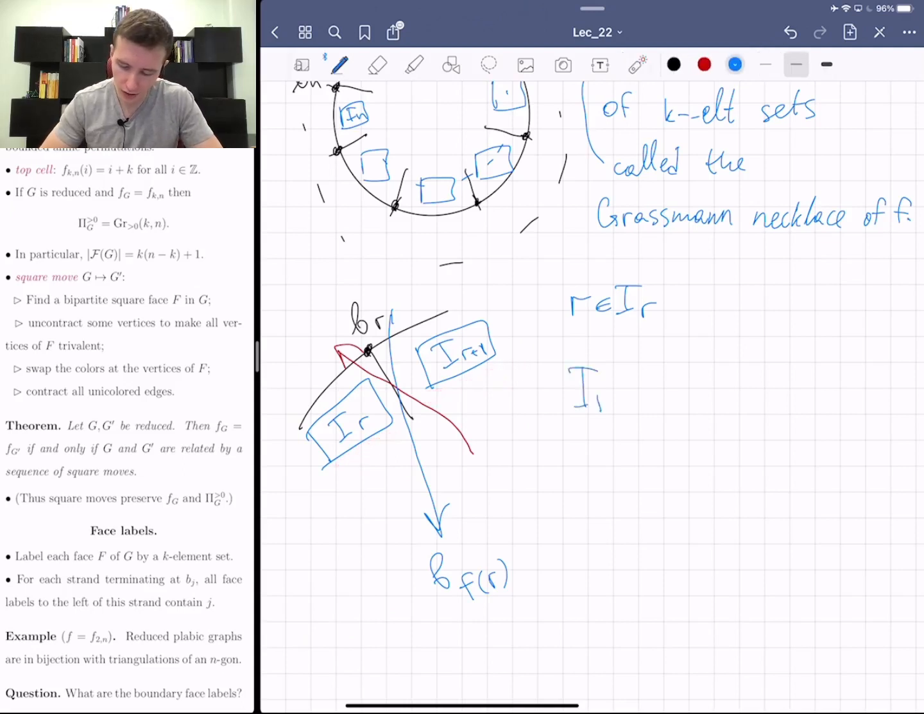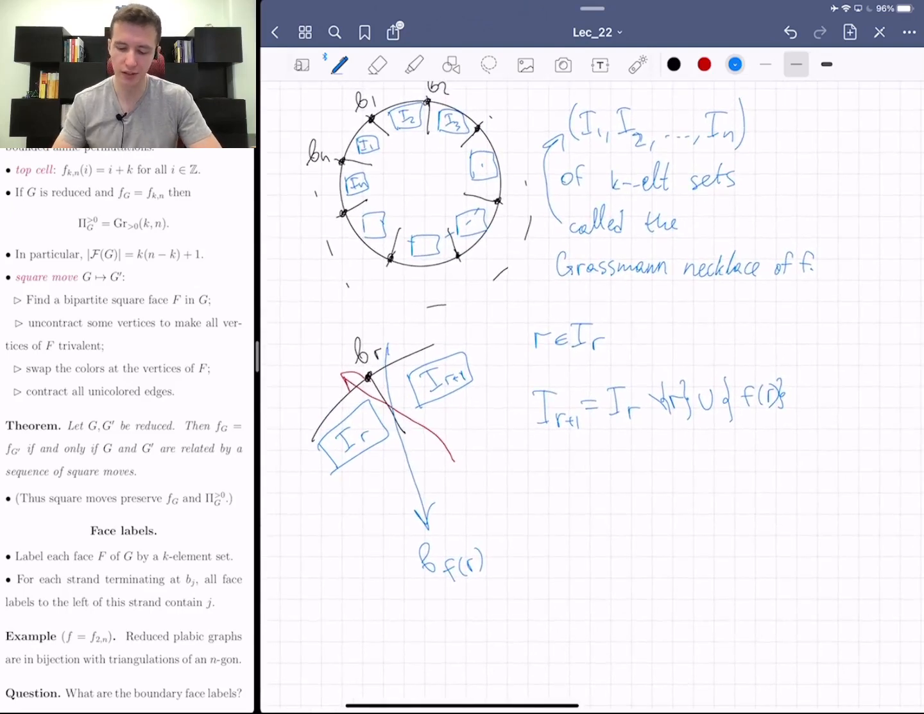So I_{r+1} is equal to I_r. What do you do? You remove r, and then you add f of r. That's the rule for the Grassmann necklace. Or in other words, you can kind of draw the diagram of f.